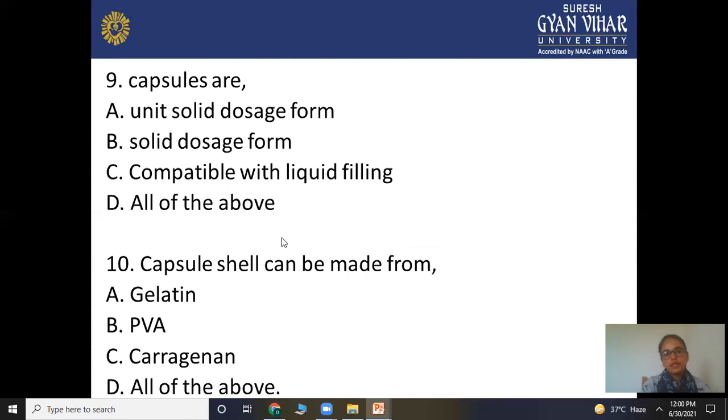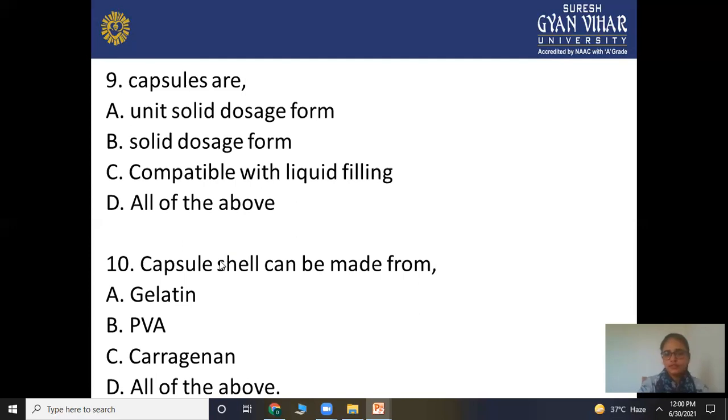Next, in the ninth question, capsules are: option A is unit dosage form, option B is solid dosage form, option C is compatible with liquid filling, and option D is all of the above. In this, it's the definition and introduction part of the capsule. Out of these four options, you select any one correct option which is appropriate for the introduction of the capsule, including unit dosage form, solid dosage form, compatible with liquid filling, or all the options are correct.